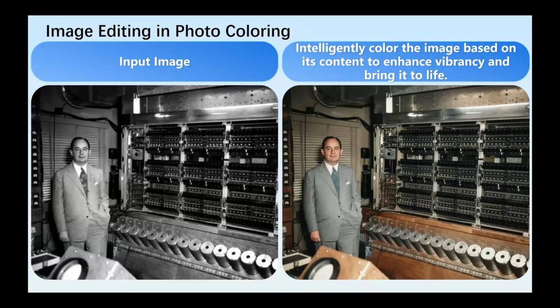So photo coloring is another powerful editing capability. Given a black and white photo like this historic image of a man with early computing hardware, Qwen Image does not just guess colors, it intelligently infers realistic tones based on content: skin, suit fabric, metal panels, even wood textures. The result is a vibrant, lifelike colorization that feels authentic, not artificial.